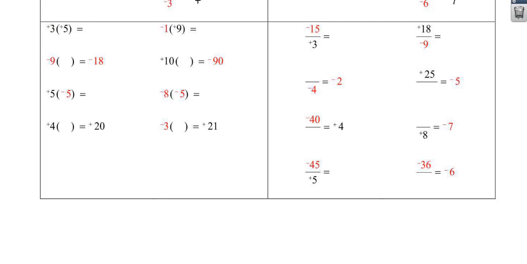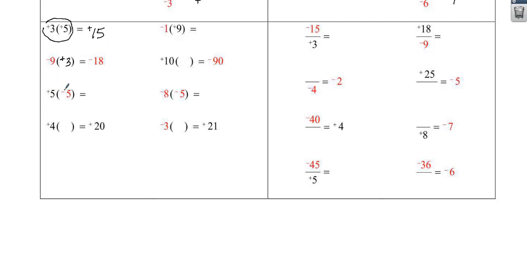+3, +5. This is a case where both of them have the same sign. So we know the sign of our answer is positive. 3 times 5, 15. -9 times something equals -18. Well, the only way you can have a situation where you get a negative answer is if the signs are different. So since that's a negative, this has to be a positive. What times 9 makes 18? 3 times 9 makes 18. +3.